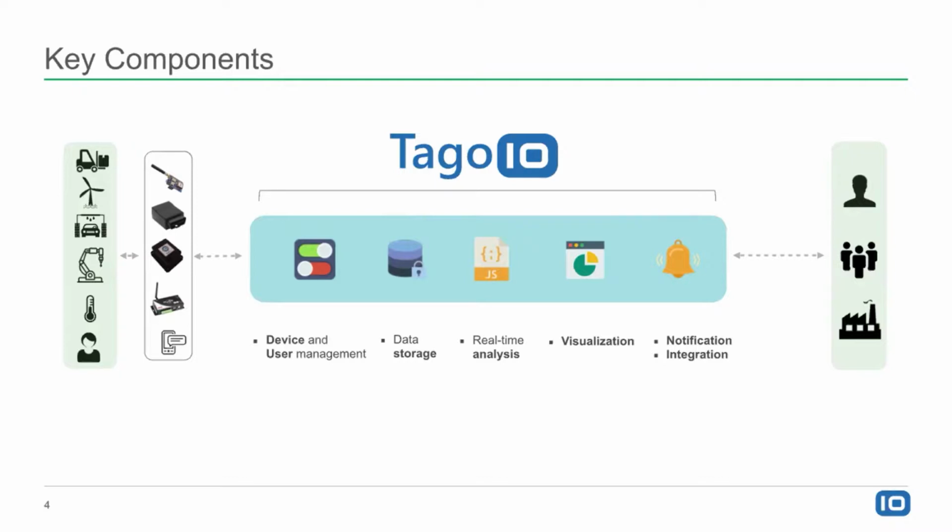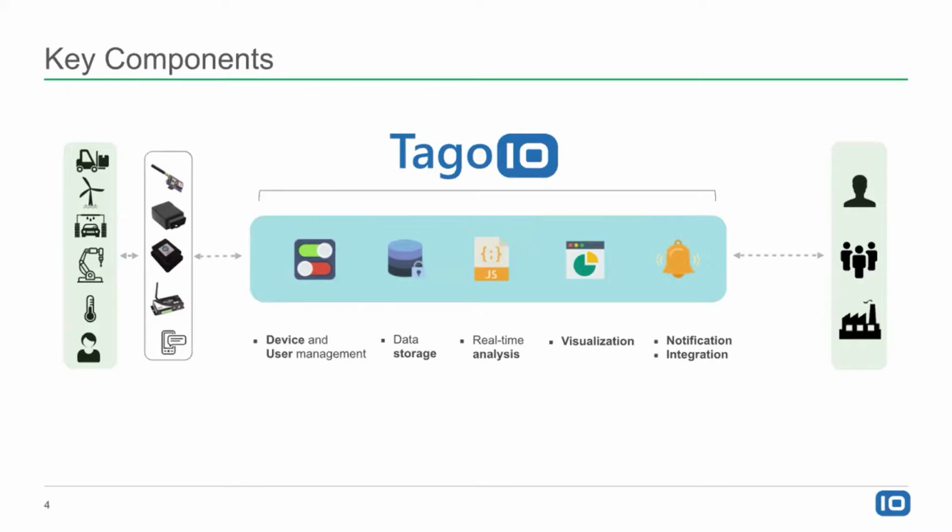Then we have the analysis, which is a section of Tago that allows you to add code that will treat your data in real time. This can be very simple code that gets information in one format and translates it to another, or you can get weather information using web services, integrate with other systems, or run very sophisticated analytics.